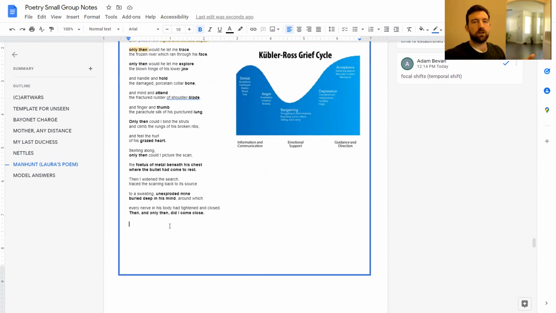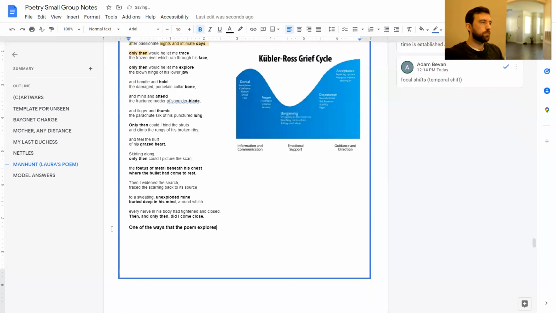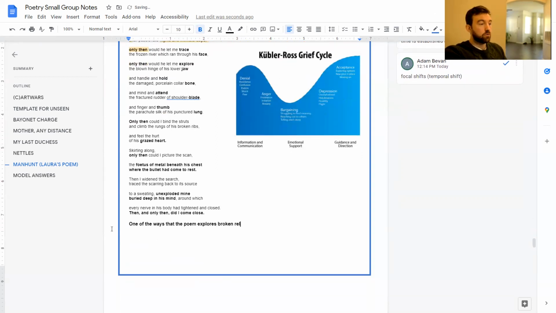So you're going to want to write 3 or 4 paragraphs if this is the poetry anthology answer. If it's the unseen poetry, you're probably going to want to write about 3 anyway. So let's treat this as an unseen poetry paragraph looking at a broken relationship. One of the ways that the poem explores broken relationships. And remember, we could talk about structure, we could talk about language, we could talk about anything. But since this lesson is more about themes and motifs, I want to focus much more on themes and motifs for you. So one of the ways that the poem explores broken relationships is through the theme of the body, which is constantly referred to in Manhunt.